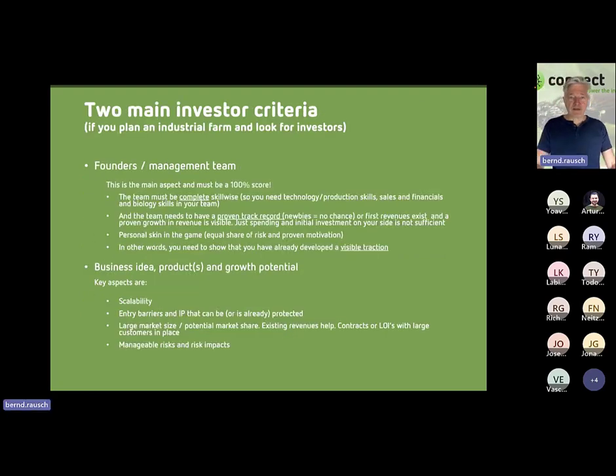If you are looking for an investor, and that is not for smaller farms, but if you're looking for an investor for larger farms, my experience, and I've been working and helping insect farmers to find investors, there are two main criteria an investor would look at. And I put the most important first, which are the founders and the management team. The founders need to be really right, people who have all the expertise you need, and I mentioned that in the slide, and they need to have shown some kind of, let's say, traction, a proven track record.